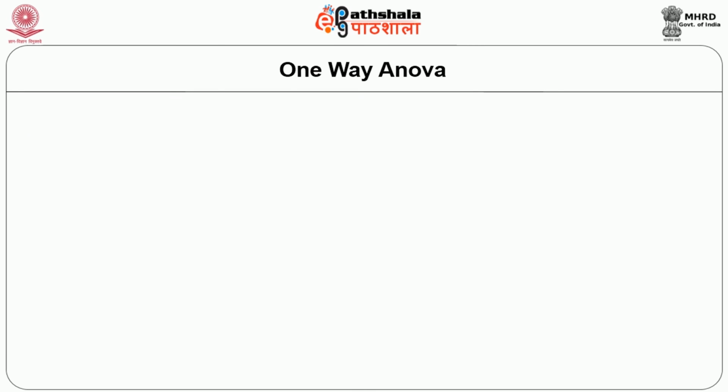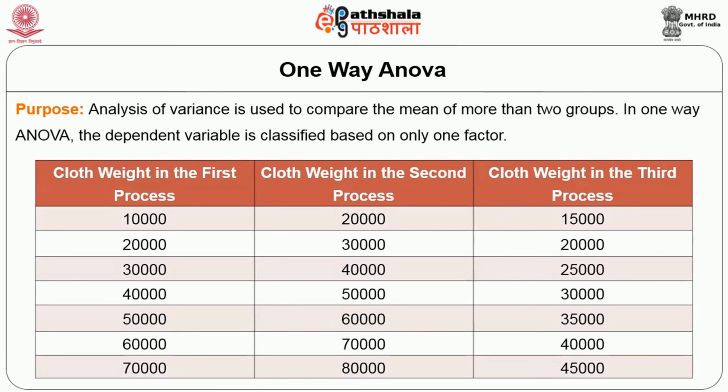Then one-way ANOVA. The purpose of one-way ANOVA is to compare the mean of more than two groups. In one-way ANOVA, the dependent variable is classified based on only one factor. We can find out the effect of different chemical processes on cloth weight using one-way ANOVA.